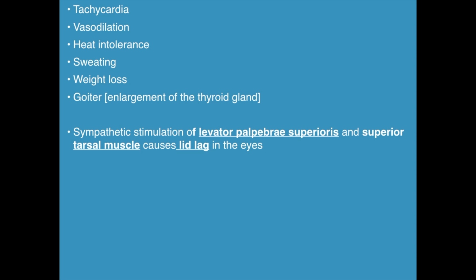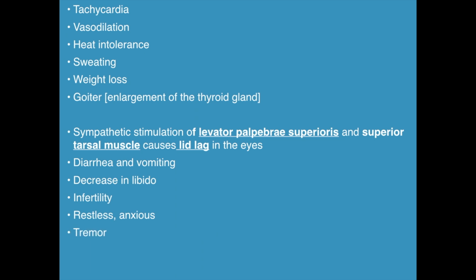There is increase in gastric motility, which could lead to diarrhea and vomiting. It could also cause decrease in libido and infertility. Patients would appear restless, anxious, and might sometimes present with tremors. On physical exam, their reflexes will be high. These are all general symptoms of hyperthyroidism.